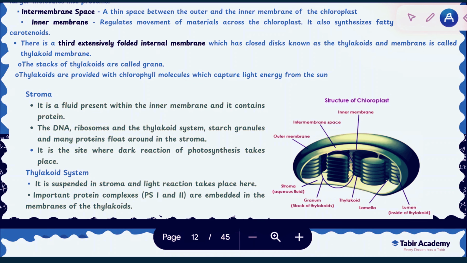inside the inner membrane, and it contains all the relevant proteins that are necessary for the functioning of a chloroplast. The DNA, ribosomes, and thylakoid system, starch granules, and many proteins float around in the stroma. Basically, everything that is essential for its function.